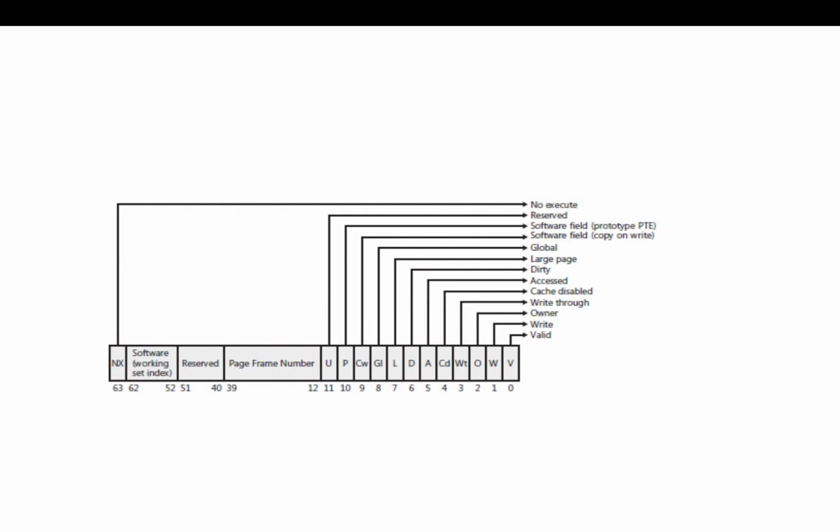So theoretically, if the page hasn't been accessed, that means the hardware most likely has not loaded it into the address translation cache. So the operating system can use that as a hint to whether or not it does have to invalidate the page in all processors.